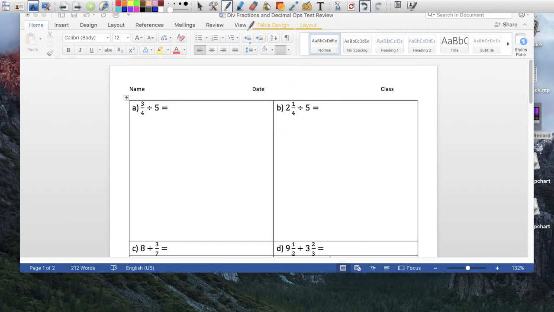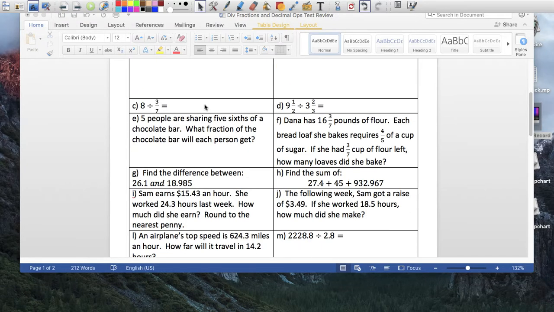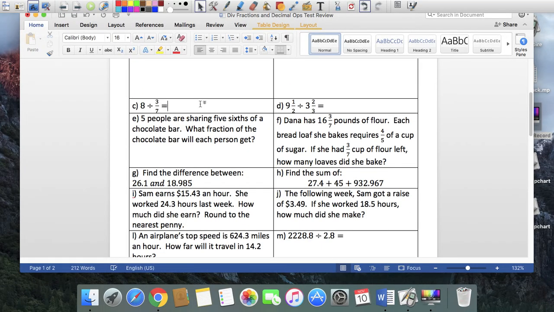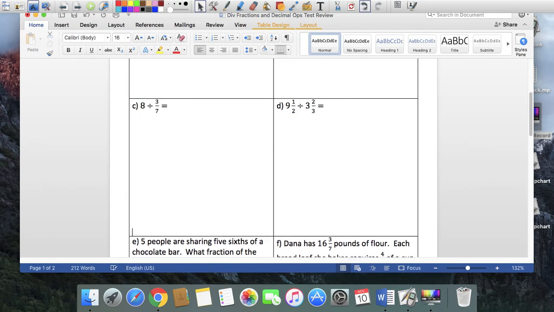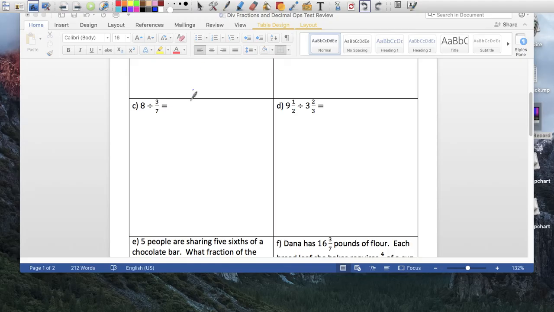Move on. I have 8 whole somethings, okay? And I want to make groups of 3/7 out of the 8. How many groups of 3/7 can I have out of 8 whole chocolate bars or whatever it is?